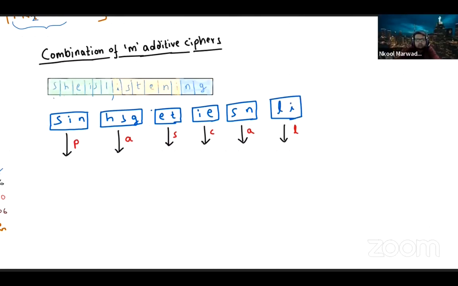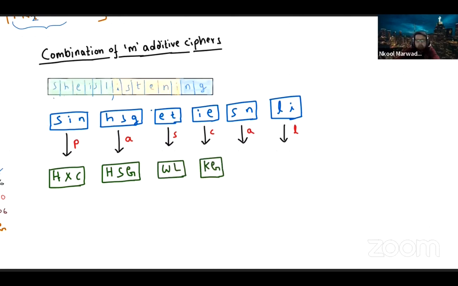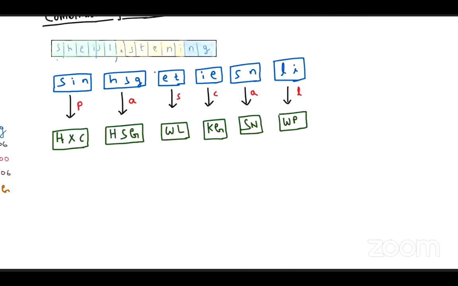Now we will get the ciphertext. When I add S with P, I with P, N with P, I will get different ciphertext. Here I will get HXC, here HSG, here WL, here KG, SN, WP. So basically in the encryption process, we converted it into 6 additive ciphers because the key size is 6. Every key, like P, is an additive cipher. The key A is an additive cipher. Sir, I did not understand what we did here.